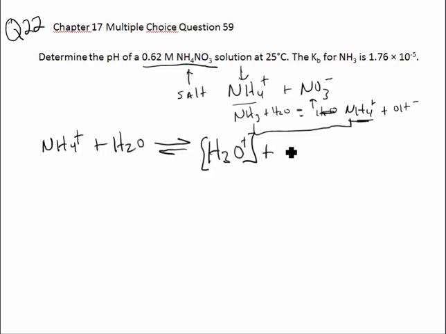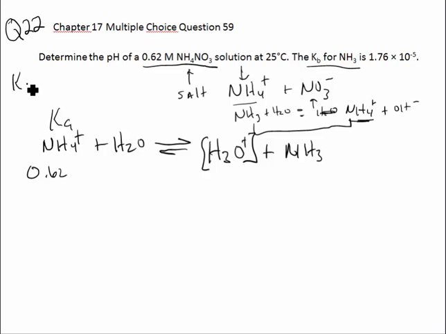And that's going to then make that NH3 over on this side. What we know is the starting concentration here. It's 0.62. And then we're going to do an equilibrium calculation, but we need to know the Ka for that. And we're only given the Kb for its base. This is the conjugate acid.